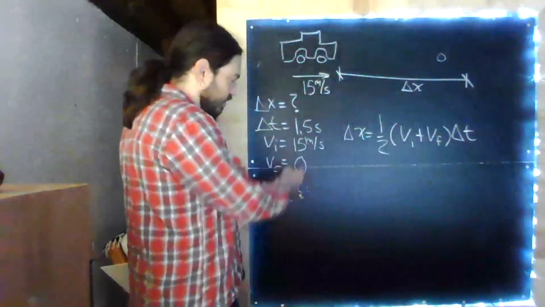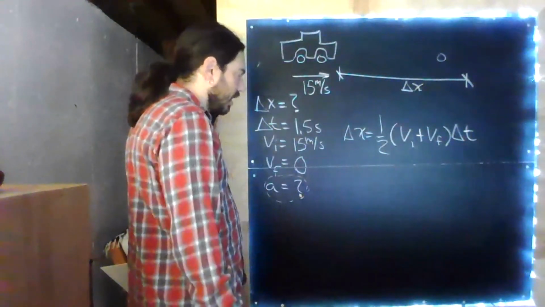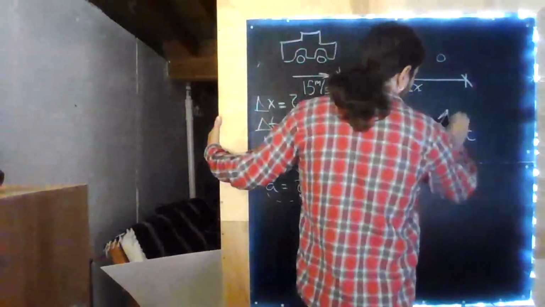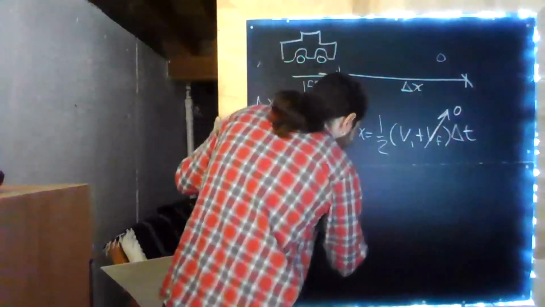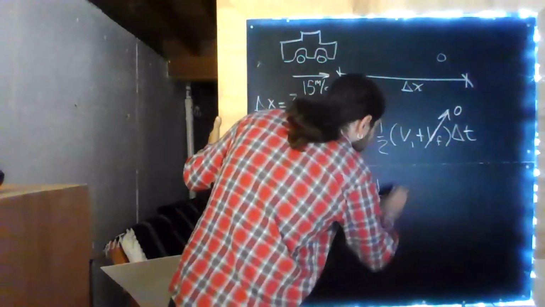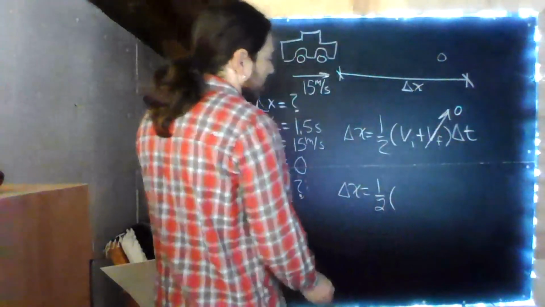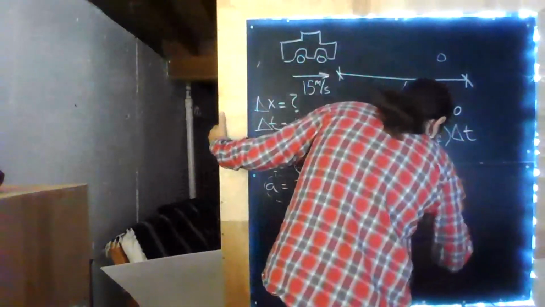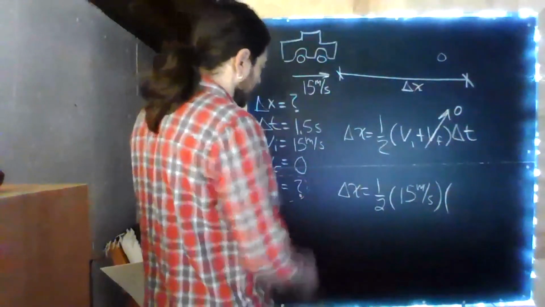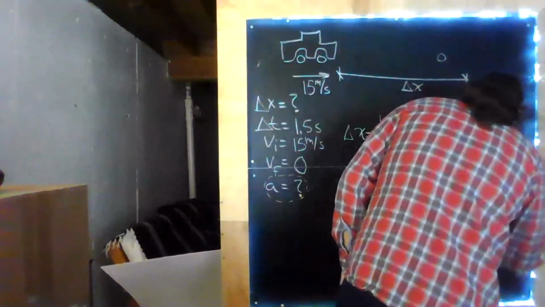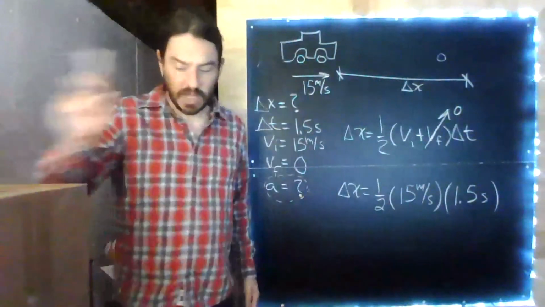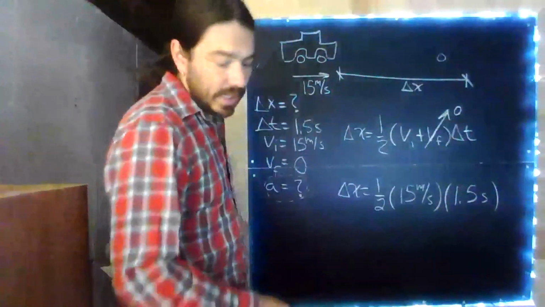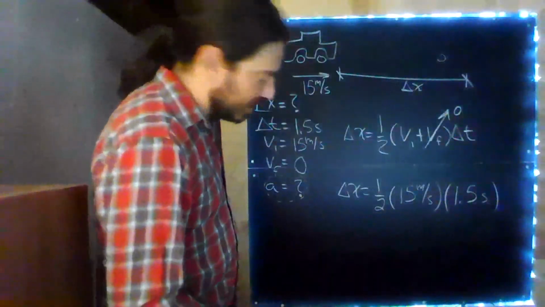Again, let's plug in zeros right away. V final is 0, so we'll just cancel that right out. And so then we have delta x equals 1/2 times v initial, 15 meters per second, times delta t, 1.5 seconds. And so now I run my calculator and I get 11.25 meters.